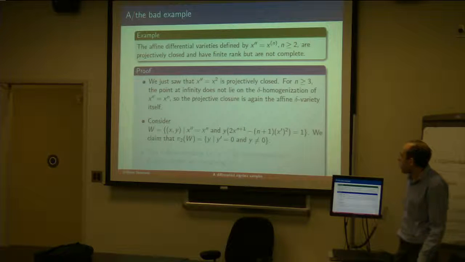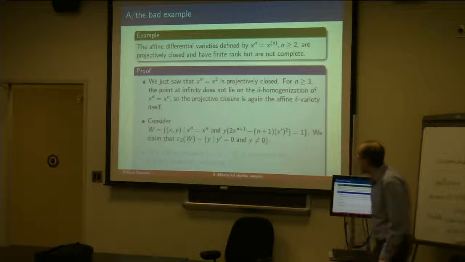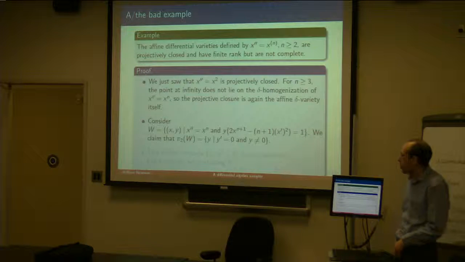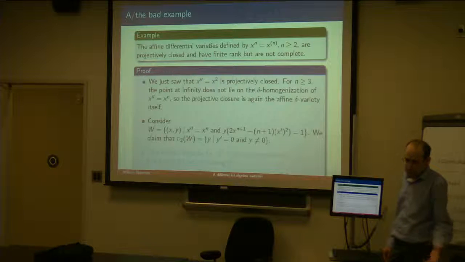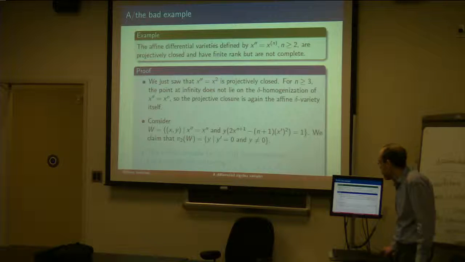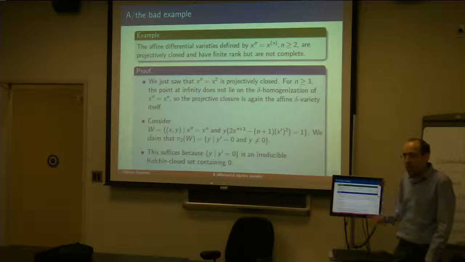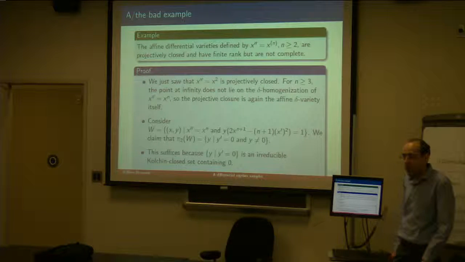In this case, y is the variable corresponding to the second factor, and think about y times (2x to the n plus 1 minus (n plus 1) x prime squared) equals 1. The image is going to be the set of constants less the 0. And this is a problem because the constants are an irreducible Kolchin closed set, and if you throw out 0, then it is no longer Kolchin closed.